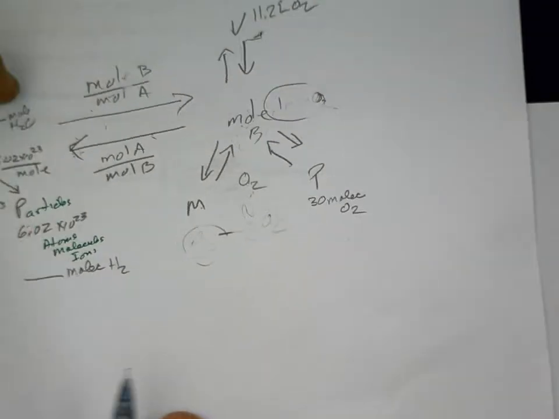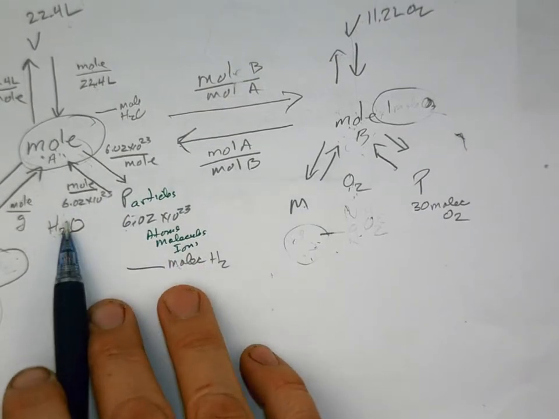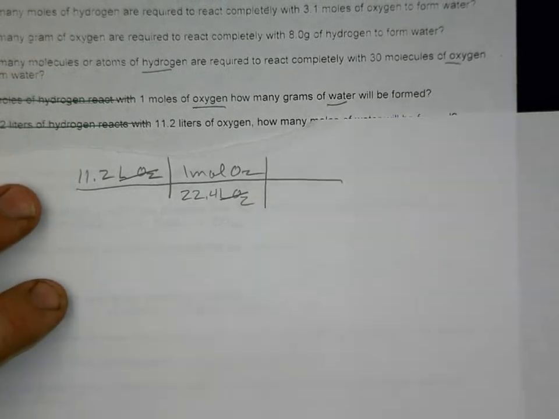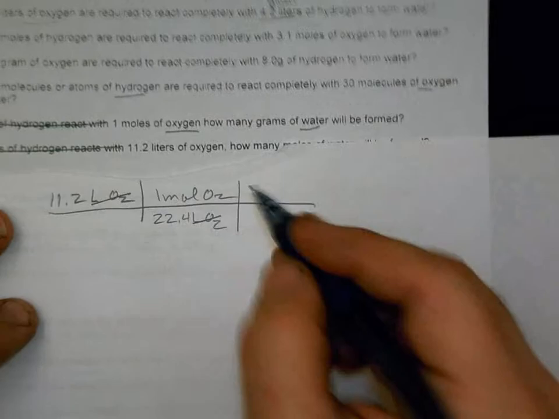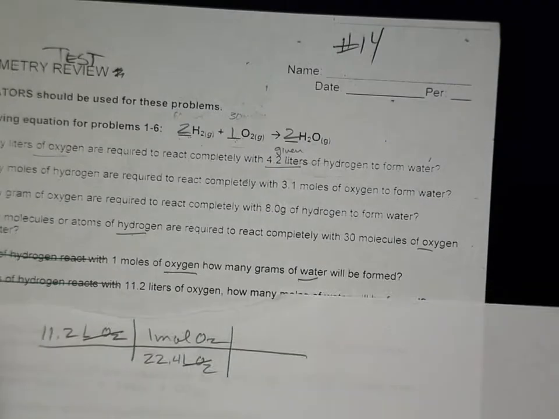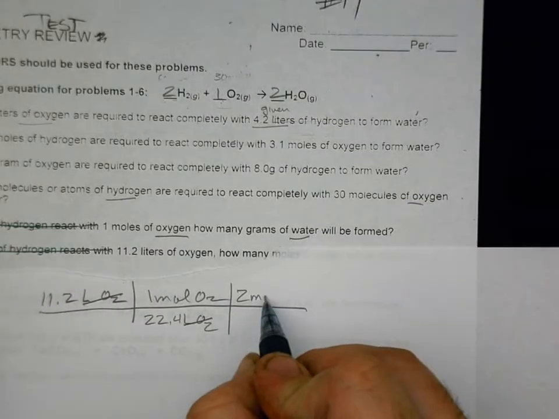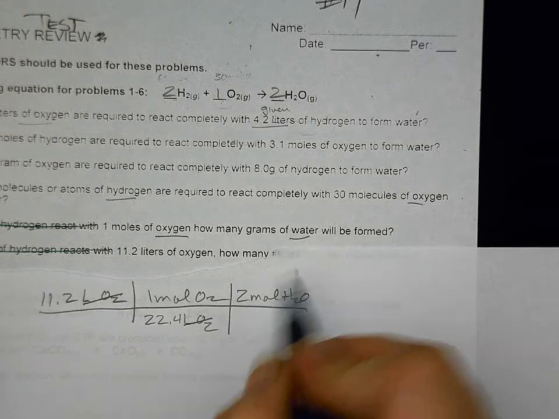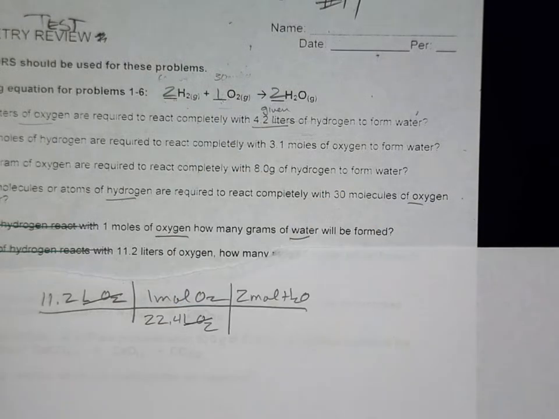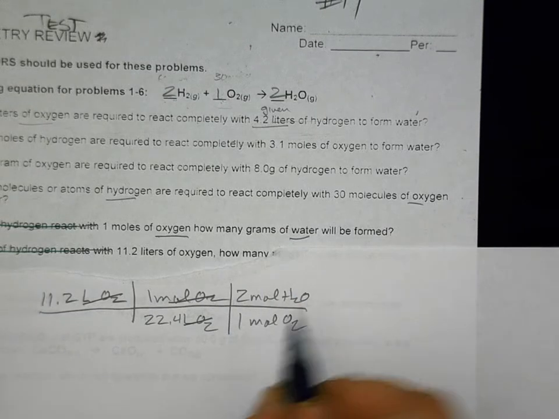And now we do our molar ratio. Since we're going to moles of water, we need that on the top. How many moles of water? 2 moles of water. Do you guys see that? Are you seeing there's 2 moles of water up there? Yeah. So 2 moles of H2O. And we're coming from oxygen. How many moles of oxygen in the balanced equation? 1 mole of O2. This cancels.